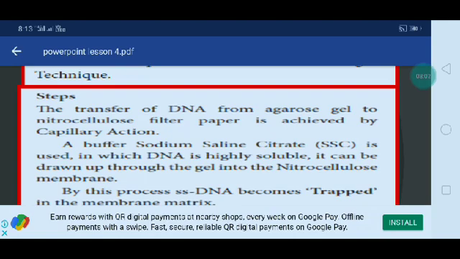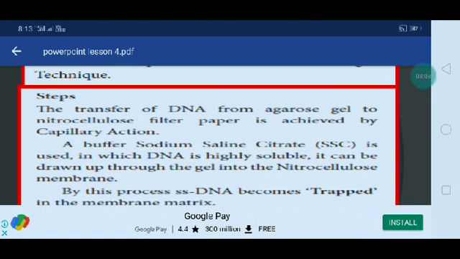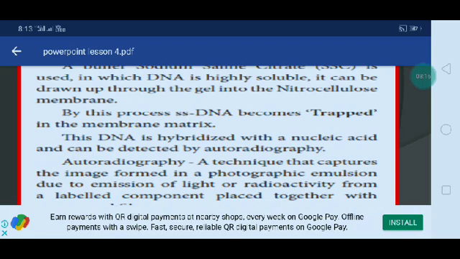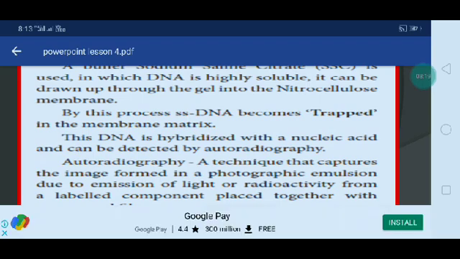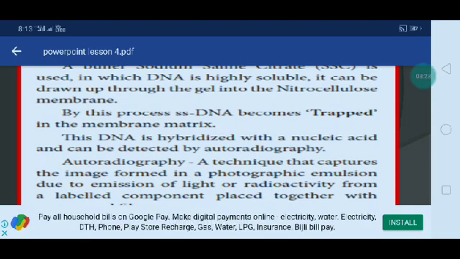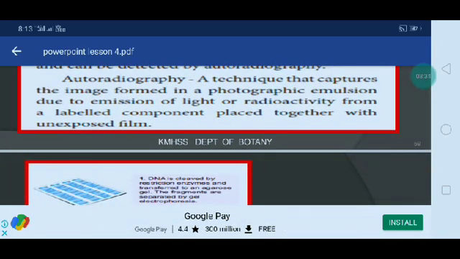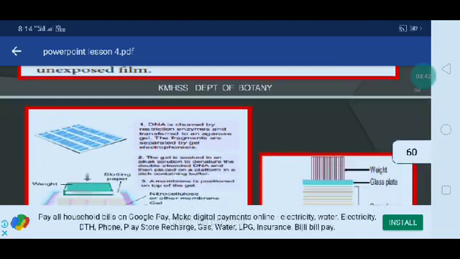The buffer used is sodium saline citrate, SSC, in which DNA is highly soluble. It can be drawn up through the gel into the nitrocellulose membrane. By this process, double-stranded DNA becomes trapped in the membrane matrix. Thus, DNA is hybridized with the nucleic acids and can be detected by autoradiography, a technique that captures the image formed in a photographic emulsion due to emission of light or radioactivity from a labeled component placed together with the unexposed film.